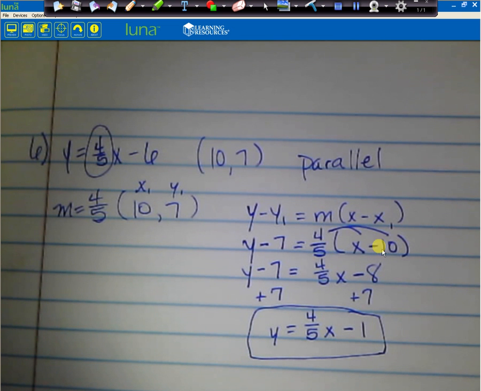We distributed our 4/5, and if you don't have a calculator, it's going to be difficult for you to distribute 4/5 to -10. I understand that. That should have given you -8. That is the only place you may have had a question. Again, if you were working without a calculator, it would have given you -8 there. And then you're going to add 7 to both sides. Combine like terms, it's going to give you y = 4/5 x - 1, and that's going to be your final answer. Make sure you have all of that down before you move on to number 7.